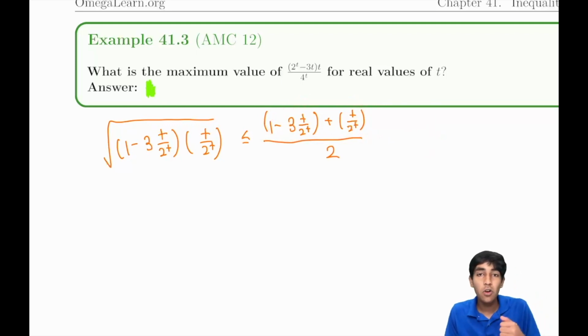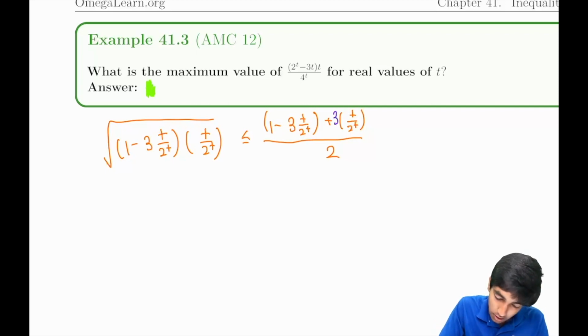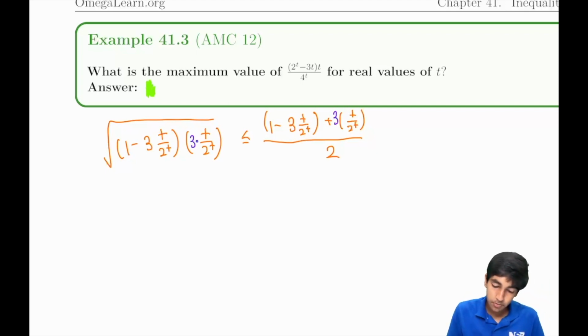So pause the video, try and think about this. What can we do to make this sum constant? What we can do is multiply by 3 this term. 3 times this. Why? Because now our sum is a constant. So now, based on this inequality, we have that this is going to be equal to 1/2. That's it.